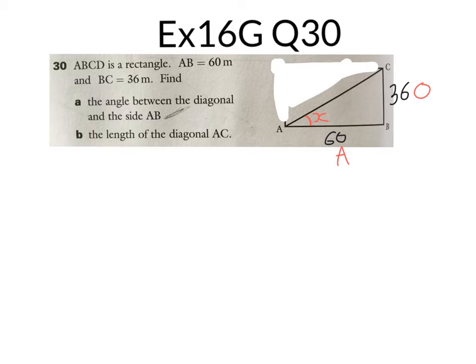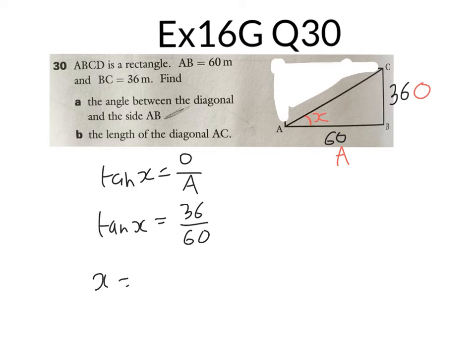So let's go with the equation we use. We use TOA: tan X equals opposite over adjacent. We use that because we've got O and A, which matches up with TOA. We then substitute in the values. We don't know what X is, so it stays there. The opposite is 36, the adjacent is 60. To then work out angle X, we have to do the tan inverse of that fraction.